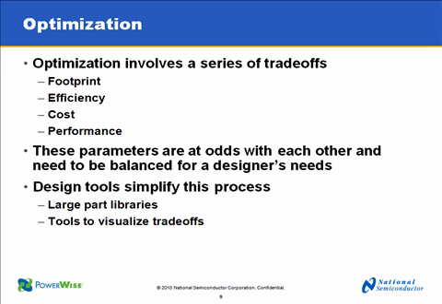Okay, so just to summarize what I just said, footprint, efficiency, and cost are somewhat at odds with each other, along with performance, and they need to be balanced for a designer's needs. And design tools like WEBENCH will allow you to optimize this and select exactly what you need and the trade-offs you want to make.